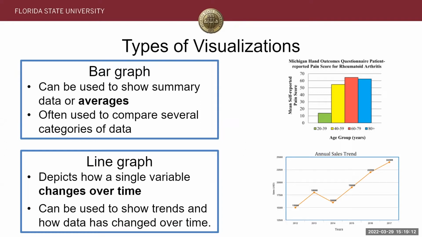The other axis shows a discrete value scale. We're looking at self-reported pain score here for this particular study, and you see we have a scale from 0 to 70. That's on the y-axis, or the vertical axis, of our bar chart. As I said, this type of data is categorical data. It answers the question of how many. It can be used to show summary data or averages.